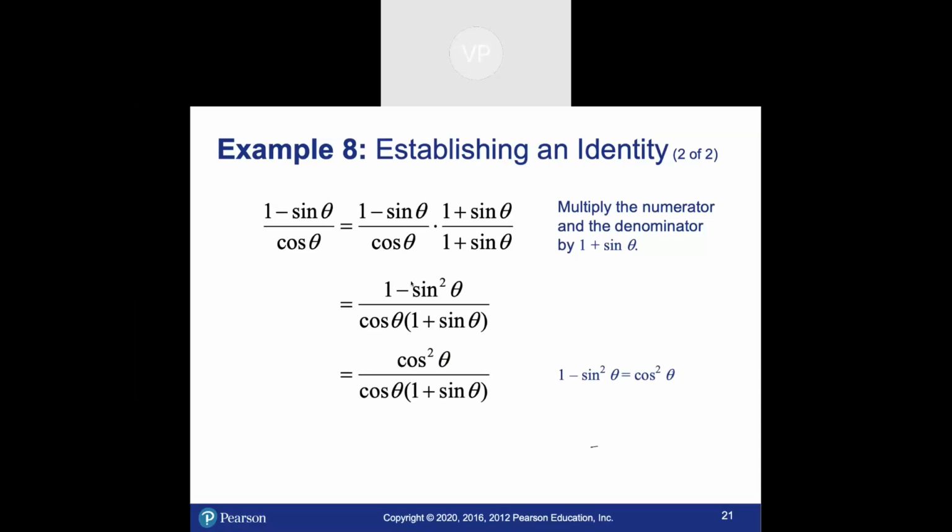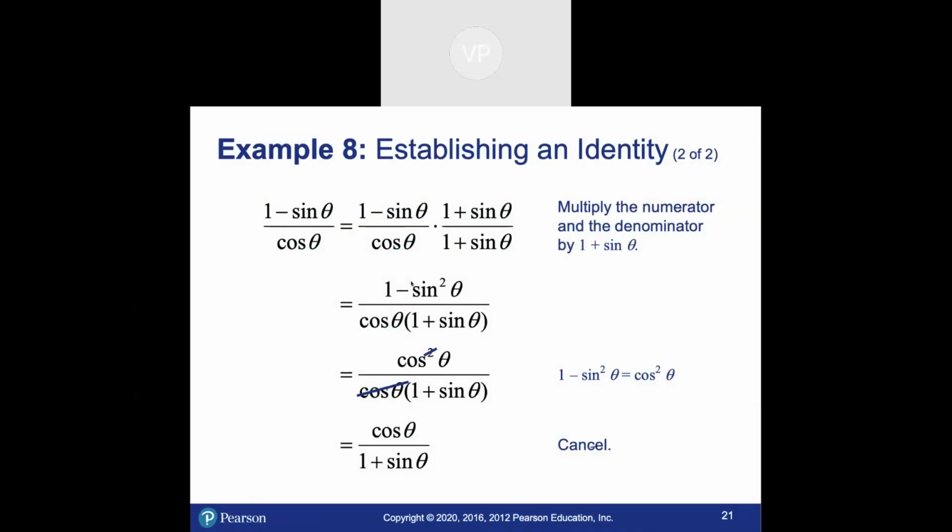And now you have two cosines on the top, as in cosine times cosine, 1 on the bottom. You cancel one of each, and you're left with cosine over 1 plus sine. And that was your goal. I don't know why it says cancel there. Ignore that. So that's it.